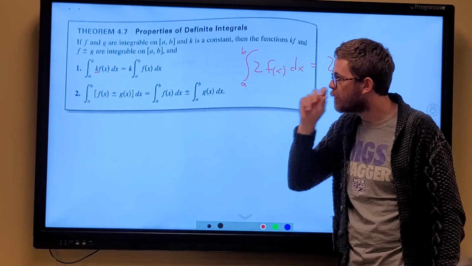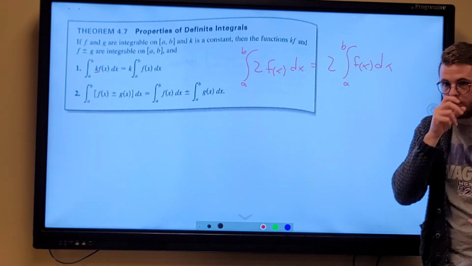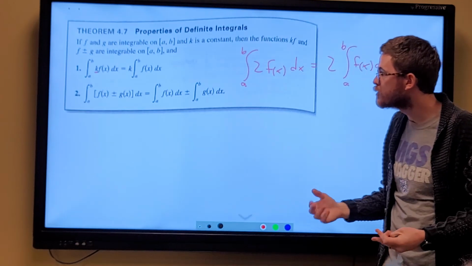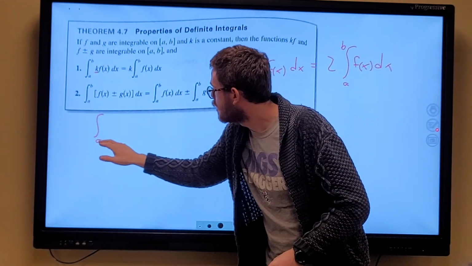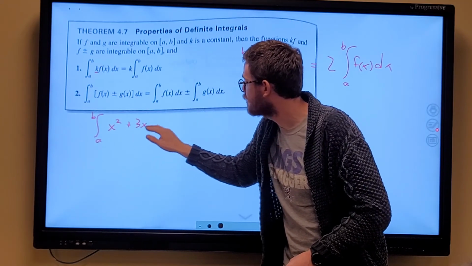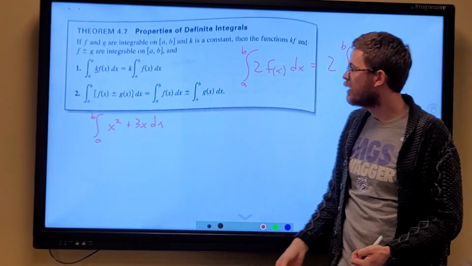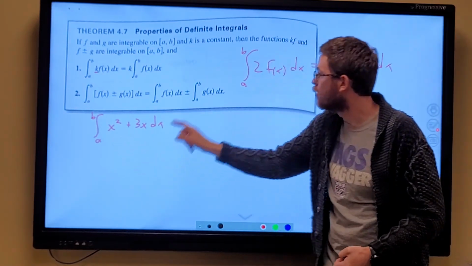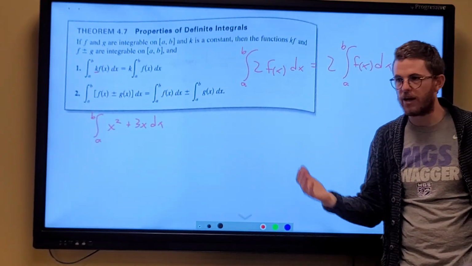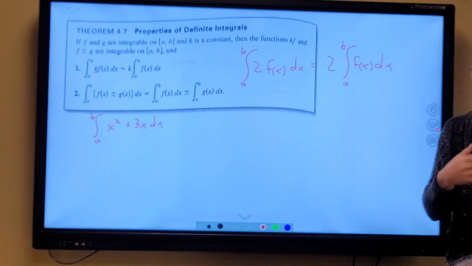And the second one here says that we can look at each term individually as well. It's shown as two functions, but it could be like we're looking at the definite integral of x squared plus 3x, and you want to look at each of those individually. Well, we could do that. We could evaluate the definite integral of the first term and add it to the definite integral of the second term. Again, you've applied that for everything throughout this class, and it's just nice to know that it also works for definite.